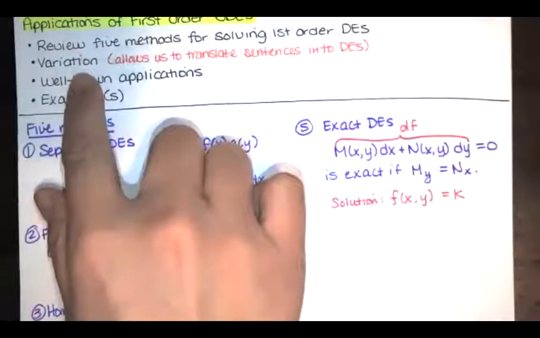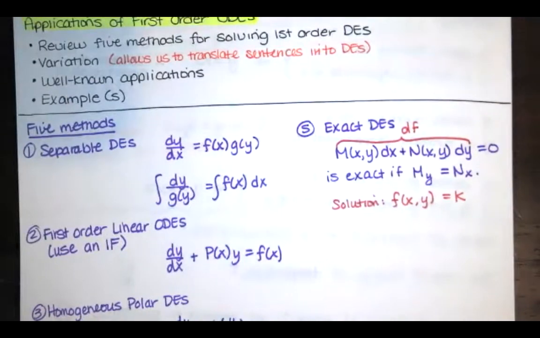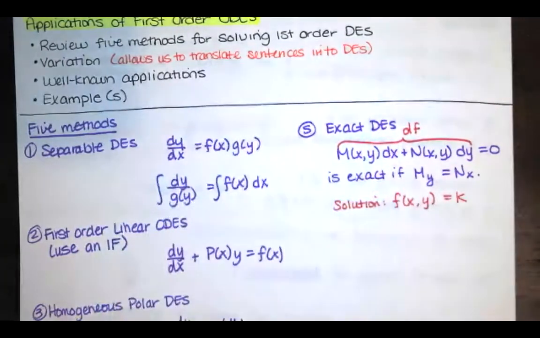Now we know about variation. We can talk about quantities being directly proportional, jointly proportional, or inversely proportional, and use that to write a differential equation. And we've talked about applications.